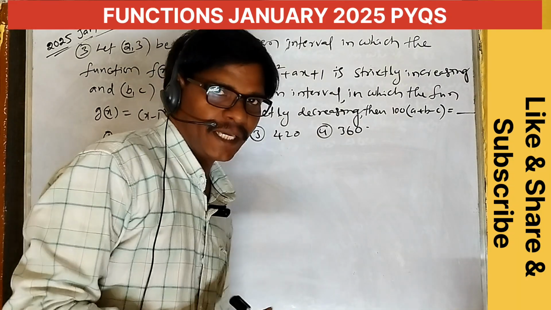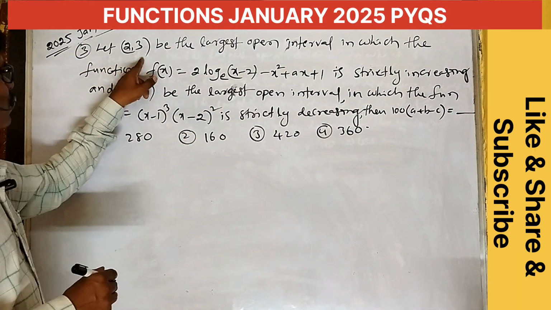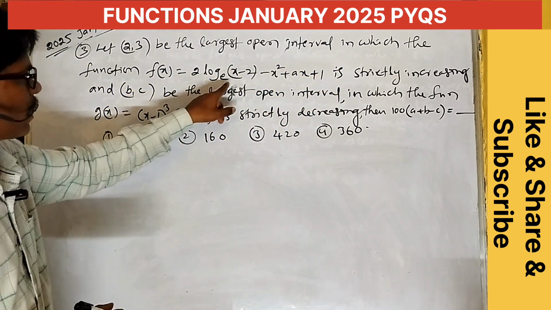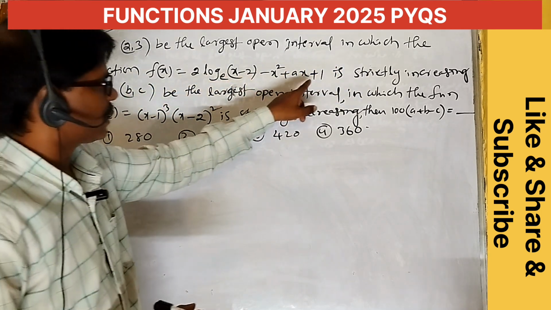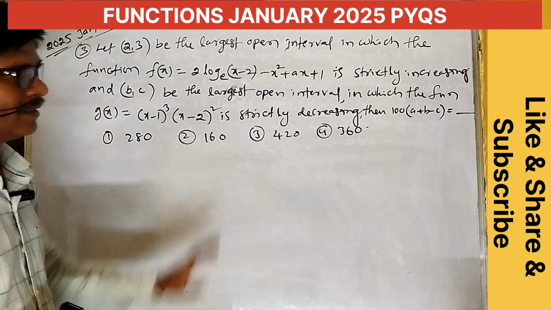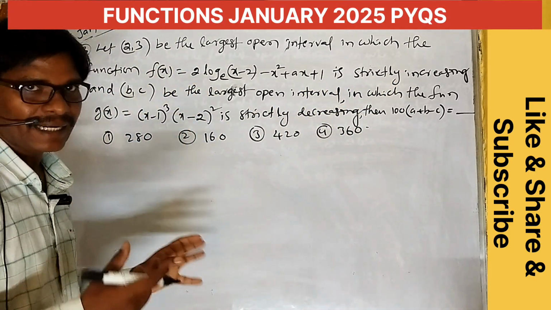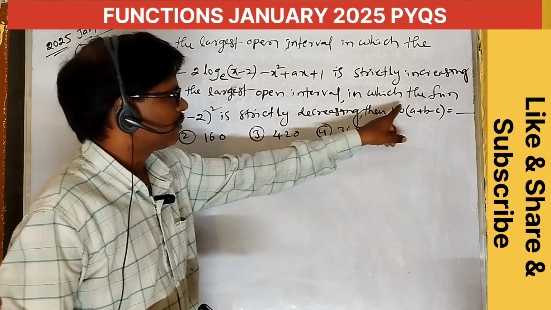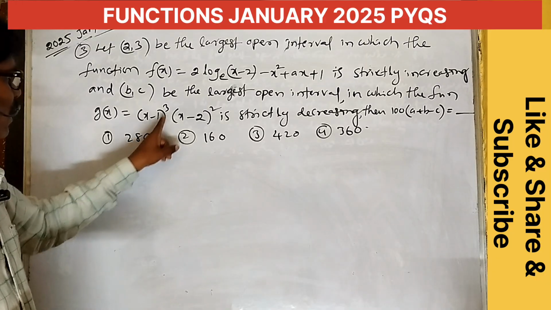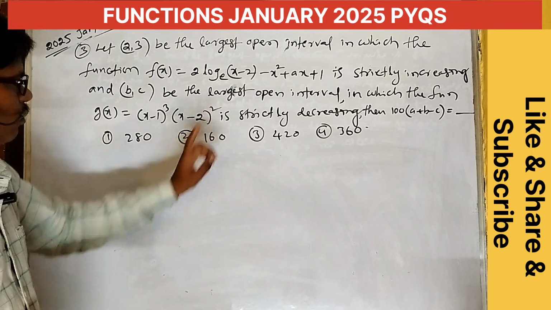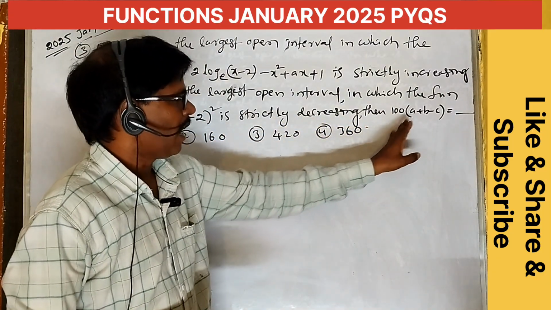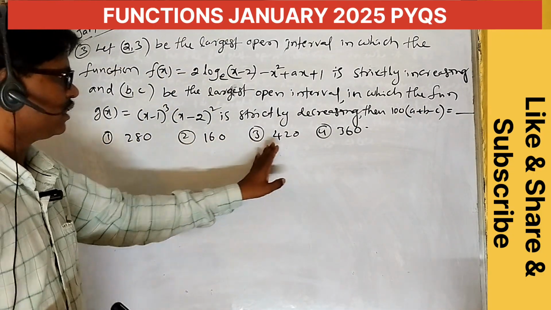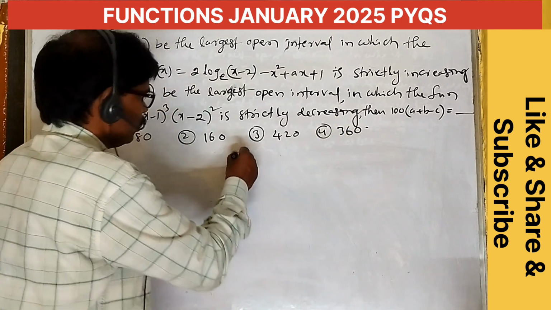Okay, this is question number 3. Listen, question number 3. Let (2, 3) be the largest open interval in which the function f of x is equal to 2 log e (x minus 2) minus x square plus ax plus 1 is strictly increasing, that is f dash of x greater than 0. And (b, c) is the largest open interval in which the function g of x is equal to (x minus 1) whole square into (x minus 2) whole cube is strictly decreasing. Then 100 into (a plus b minus c) equal to what? First option 280, second option 160, third option 420, fourth option 360.